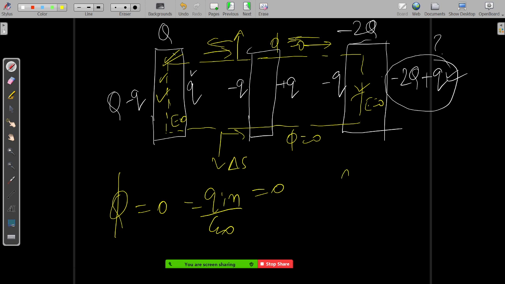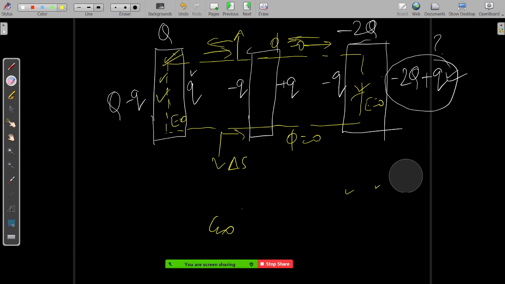Q internal is what? Q minus Q plus Q minus Q, minus Q is equal to zero, by epsilon. So that is already equal to zero. Fine, so that is okay for us.